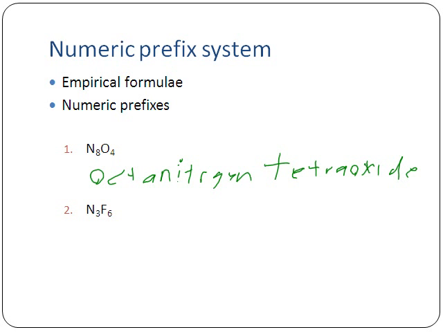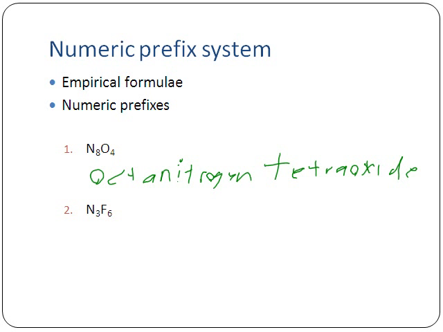Sometimes you will hear this as tetroxide. Both are proper forms. And so octanitrogen tetroxide would be a proper description of N8O4. In fact, really, this is just about the only way you could go about writing this out. And I forgot an O in nitrogen. Nitrogen. Right there.